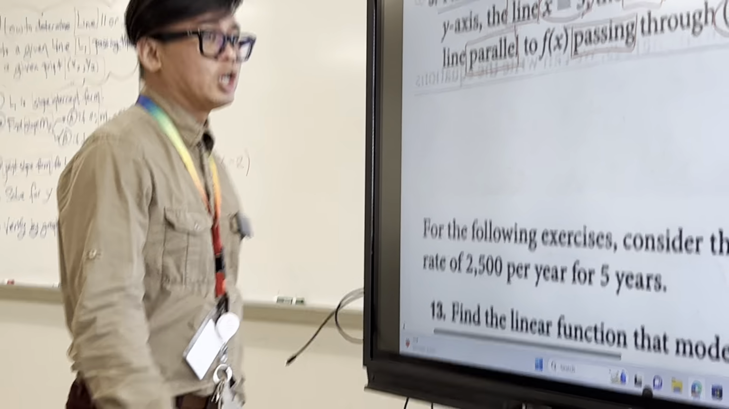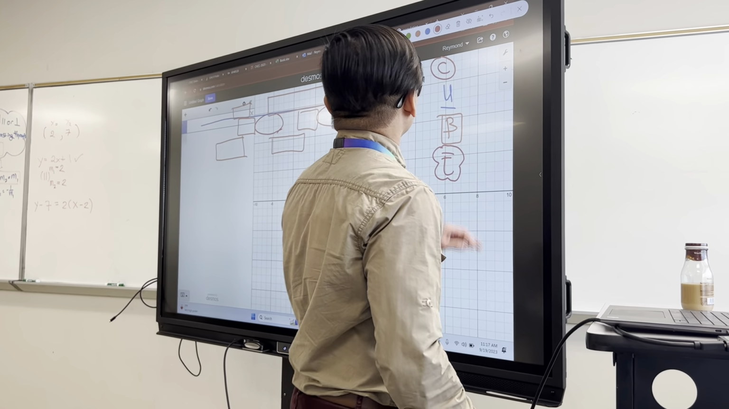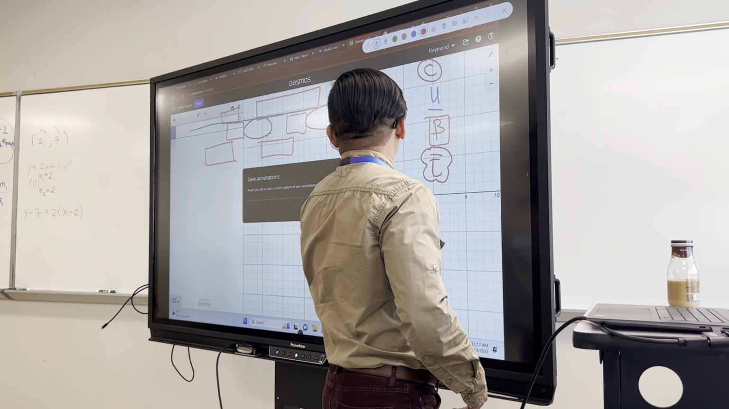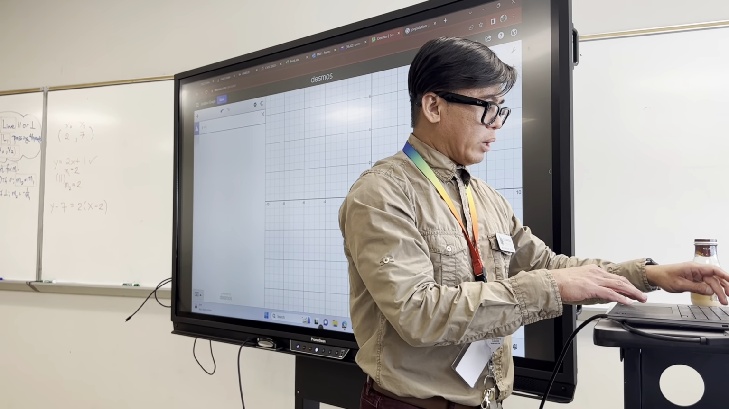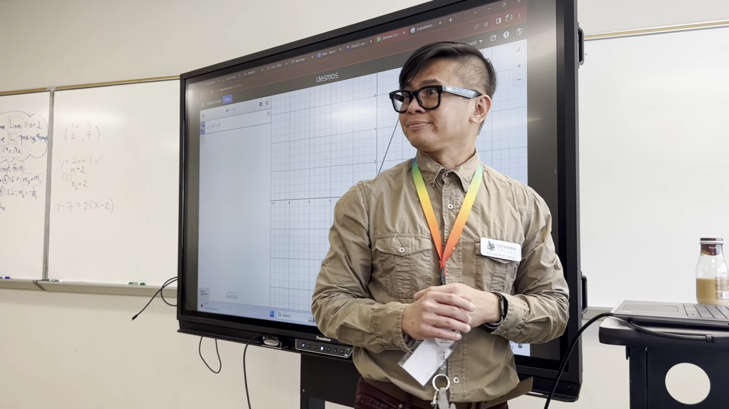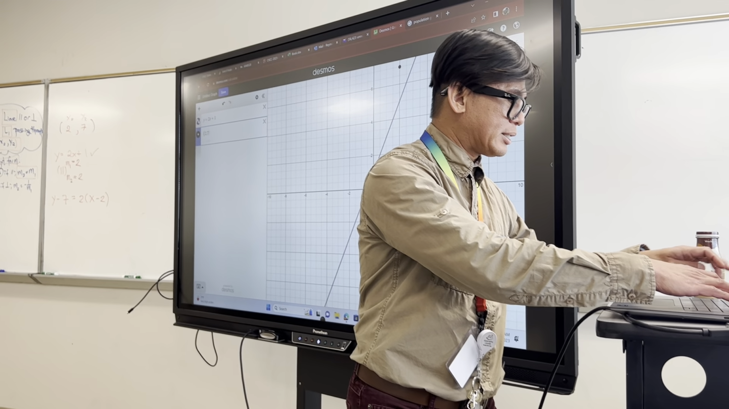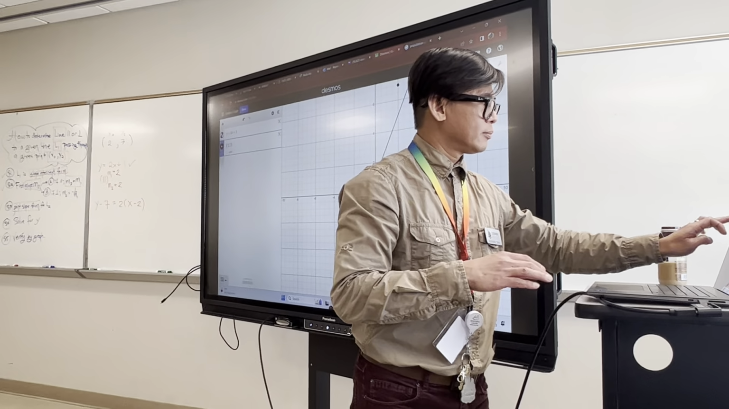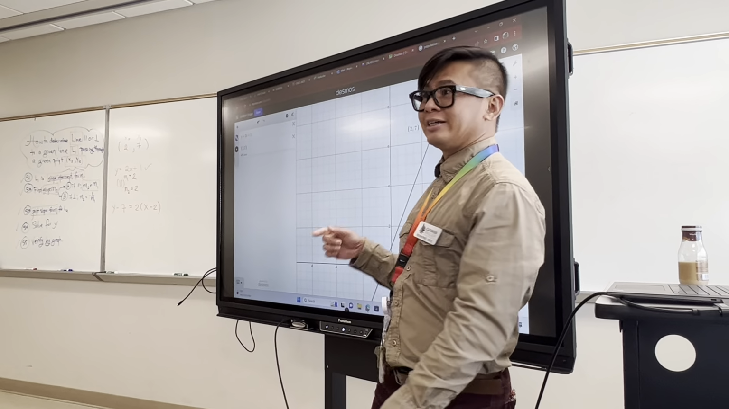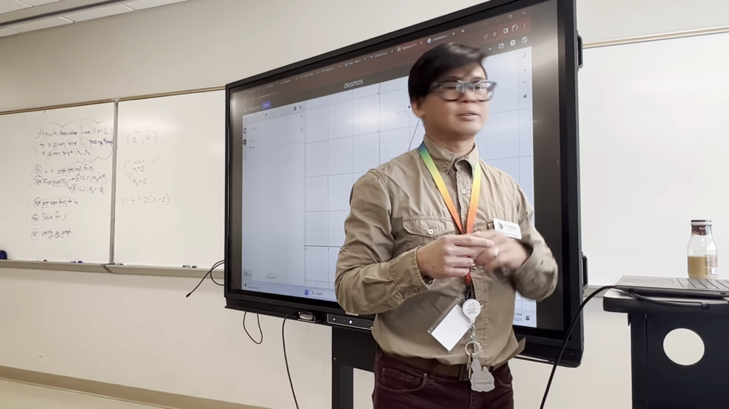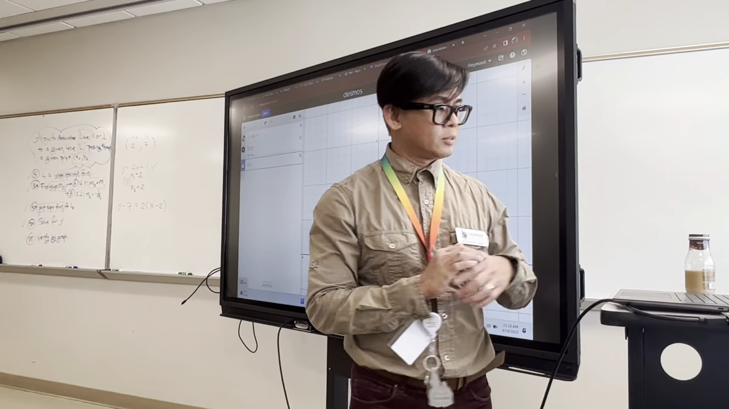y minus 7 equals 2 parenthesis x minus 2. Let's verify everything by graphing. And here it is. Let me just go ahead and X this out. What's the given line? y is equal to 2x plus 1. Good. What's the given point? (2, 7). I'm going to zoom in just to clearly see it. And what's the equation that we got?